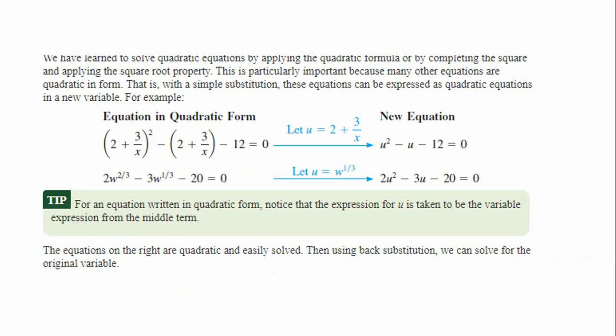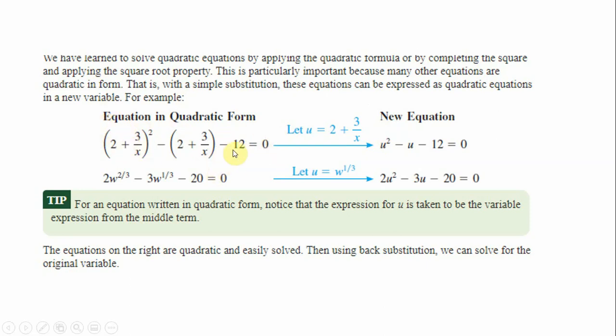So now that we've learned to solve all types of quadratic equations, both over the reals and the complex numbers, we can handle anything that anybody throws at us. But now I want to look at something that looks a little more complicated, but we can still use what we already know. Here is an equation: 2 plus 3 over x, quantity squared, minus 2 plus 3 over x, minus 12 equal to 0.